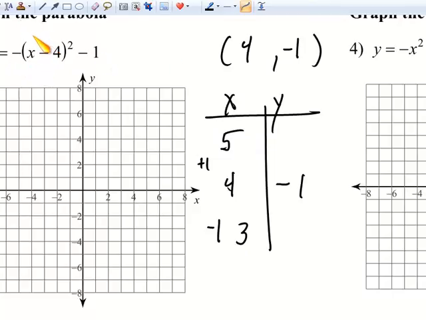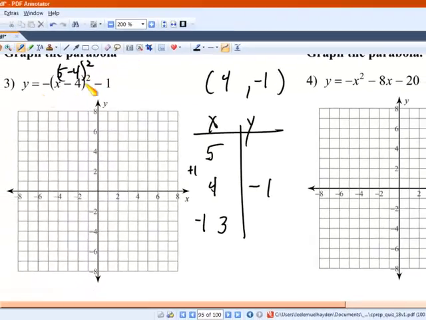So I'm going to get, let's see, 5 minus 4, and then I square that. Well, that's just 1 squared. Then I apply the -1, and then I subtract 1. That's going to give me -2, and then I'm going to get the same thing there because parabolas are symmetric.